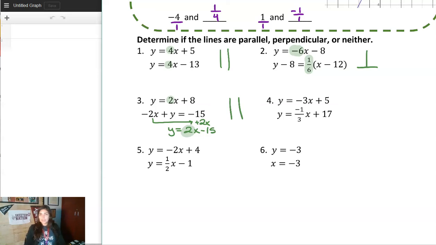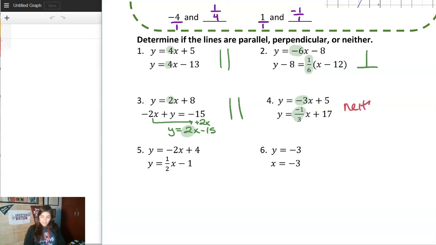Parallel. Very good. Number 4, here are the slopes. These are already solved for y, so we know our slopes are going to be -3 and -1/3. Are these parallel, perpendicular, or neither? Yeah, hopefully you notice that these are neither.